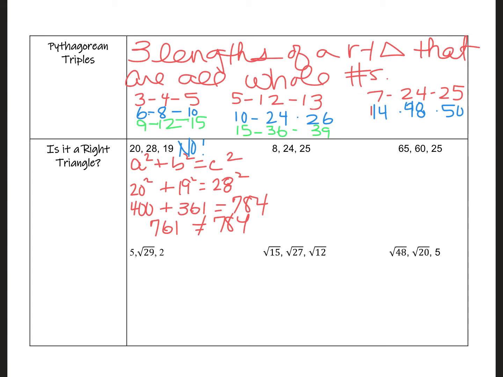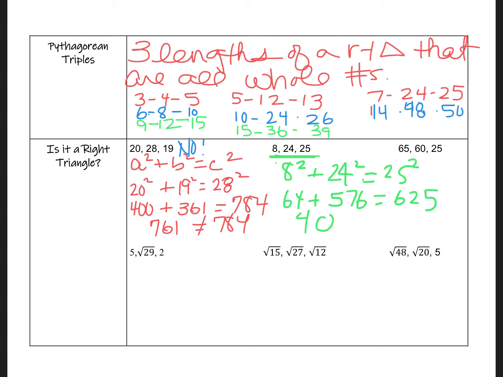All right, let's try the second one. Looking at these numbers, the largest one, the 25, is going to be our hypotenuse. So we plug this in: 8 squared, and then the other leg, 24, equals 25 squared. All right, so 8 squared, that's 64. And 24 squared is 576. 25 squared is 625. And when we add these together, let's see, 4 and 6, that's 10. Should be 640.